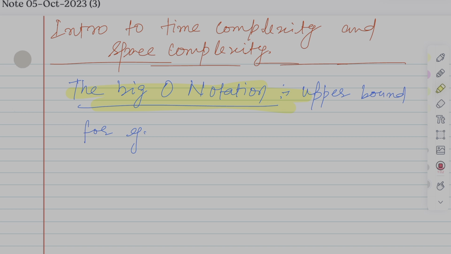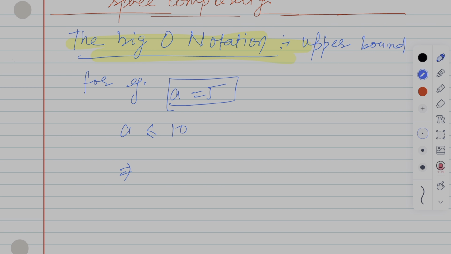Now for example, let's suppose we have a equals 5, and we say, let's suppose we don't know the value of a. We can also say that a is smaller than or equal to 10. It means that a value can be anything. It can be 1, 2, 3, 4, 5. But we know that a cannot be greater than 10. It will be equal to 10 or smaller than that. So we are providing an upper limit to a, and hence we can say that a is bound to a particular value which it cannot be higher than.